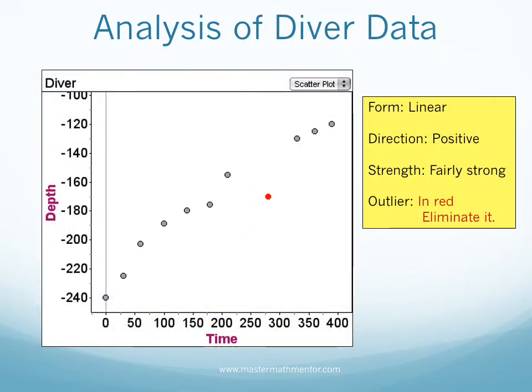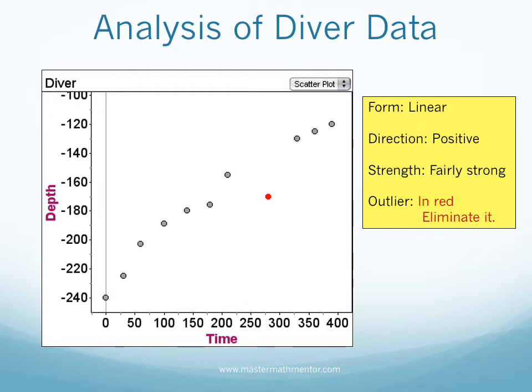So when we look at the scatter plot of our diver, we can make the following observations. Our eye tells us that the association is linear, and it is certainly positive, going up to the right. The association is fairly strong, certainly not a perfect association when the dots would line up along a straight line. There appears to be an outlier, shown in red, as all the dots go up, signaling the diver is rising, and then there is a dot that goes down.